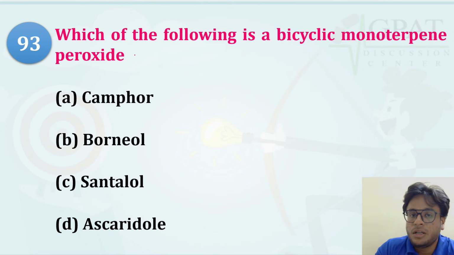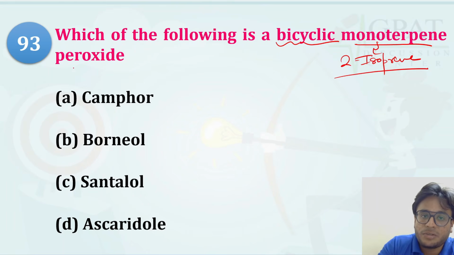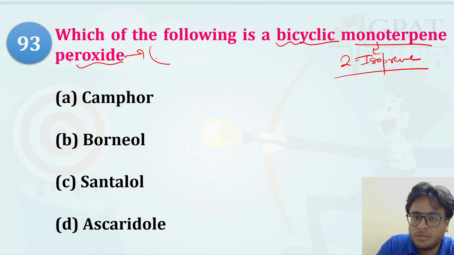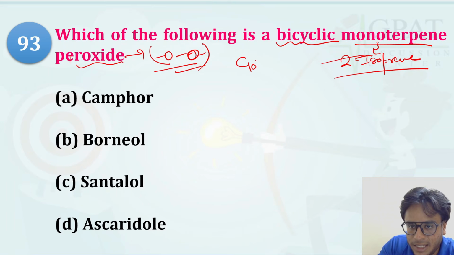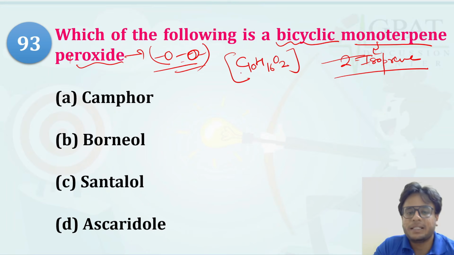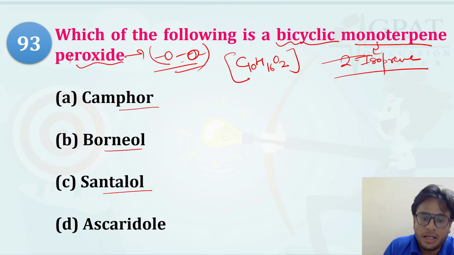Moving towards our next question: which of the following is a bicyclic monoterpene? It will contain 2 isoprene units, and they are asking about a peroxide, so a peroxide linkage should be present in that compound. The formula can be written as C10H16O2, with the peroxide bond. The examples are camphor, borneol, menthol, and ascaridole.